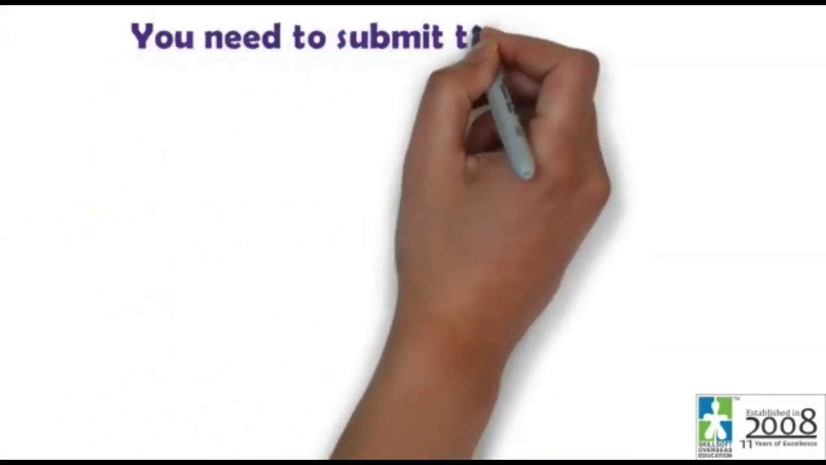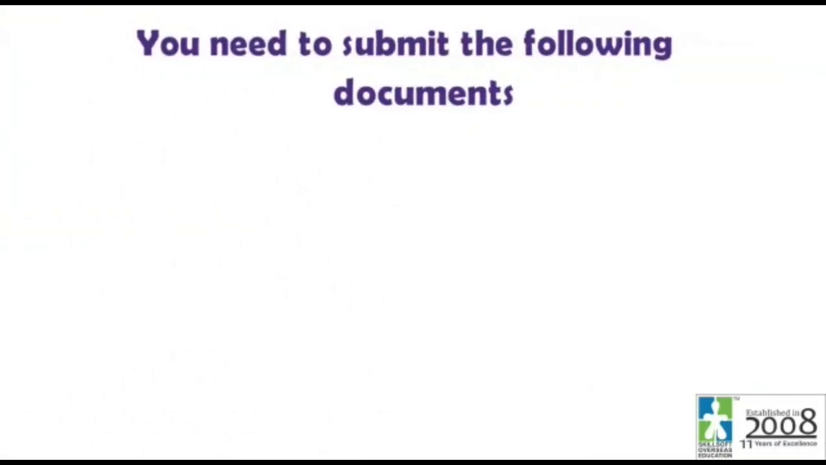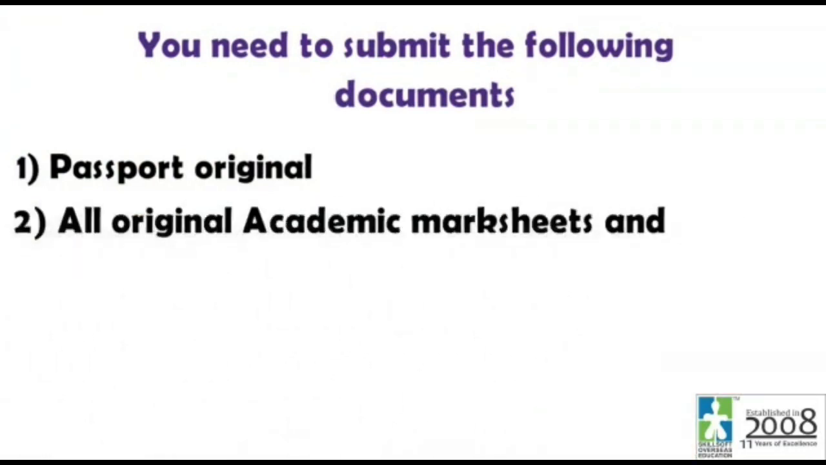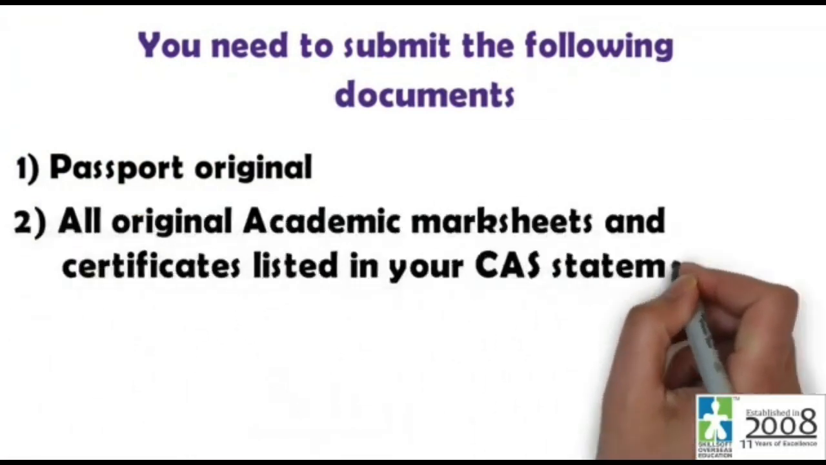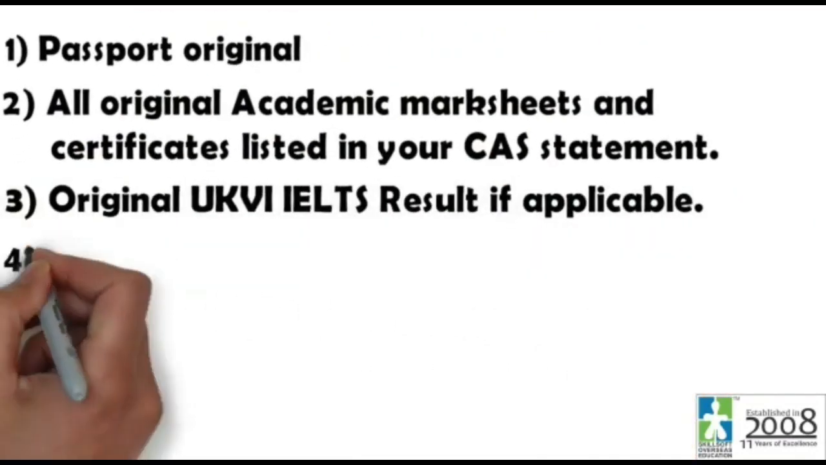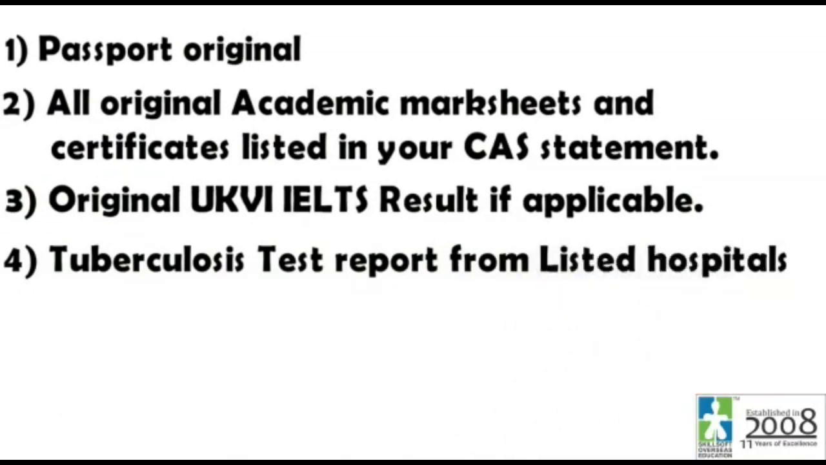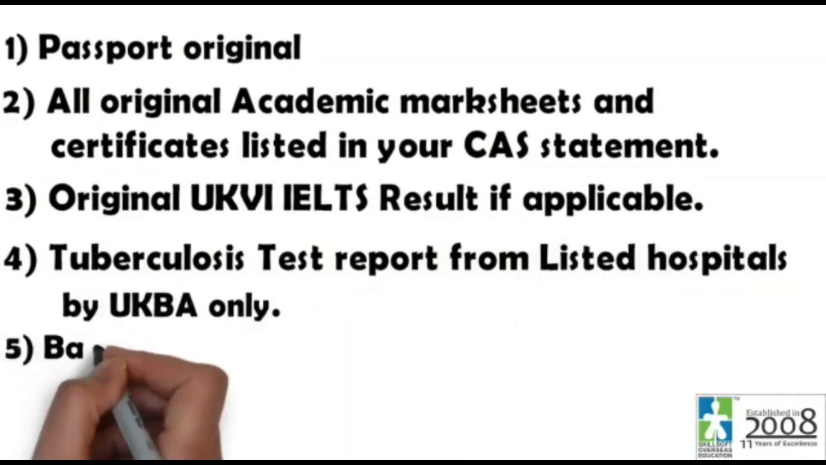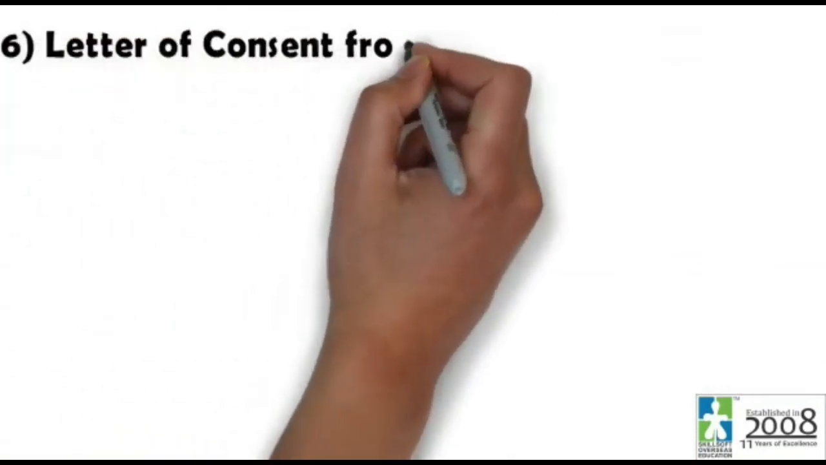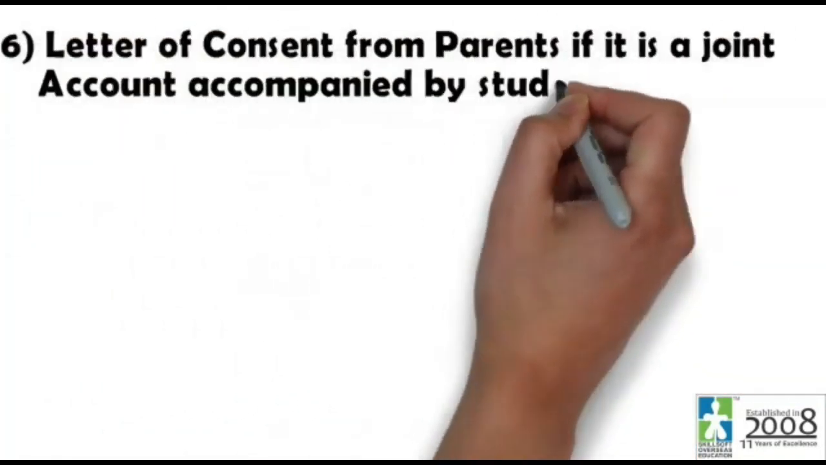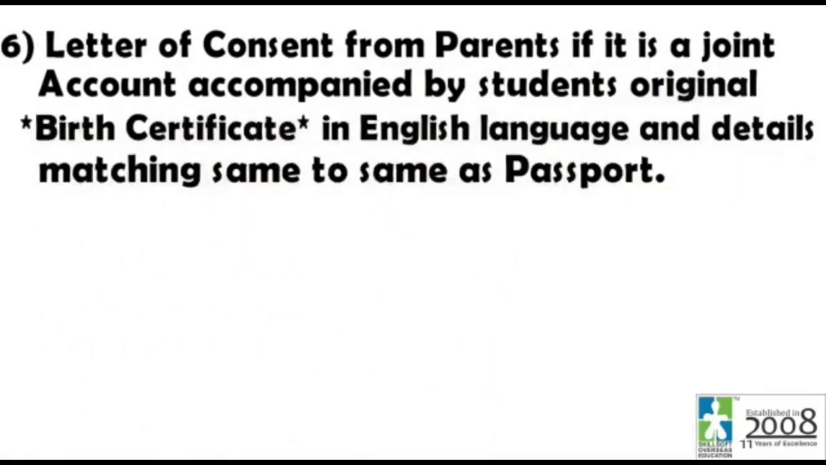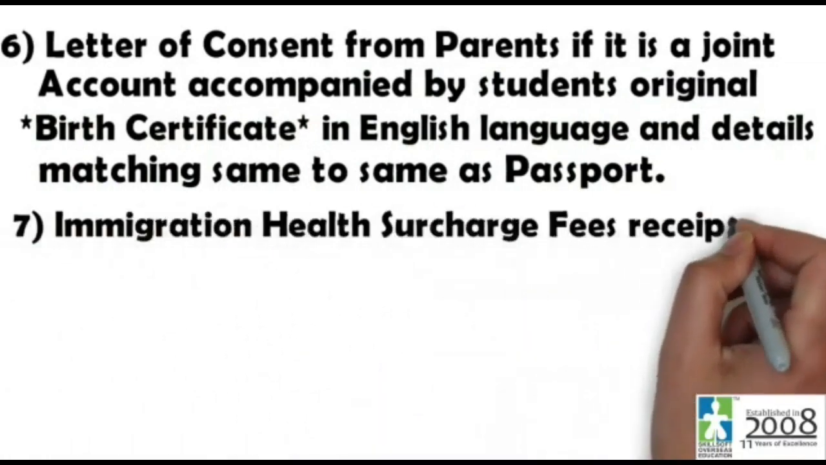The documents to be submitted are: original passport, all original academic mark sheets and certificates listed in your CAS statement, original UKVI result, tuberculosis test report from listed hospitals by UKVI only, bank statement or fixed deposit, letter of consent from parents, immigration health surcharge fee receipt.